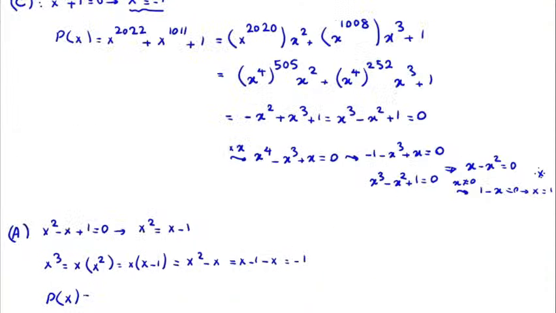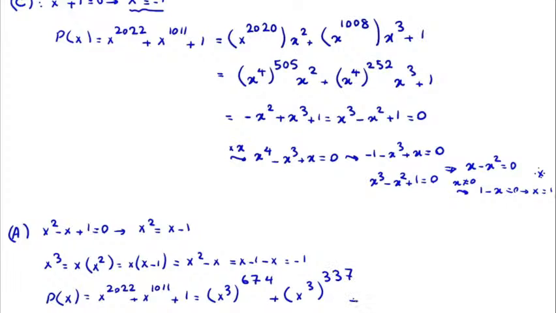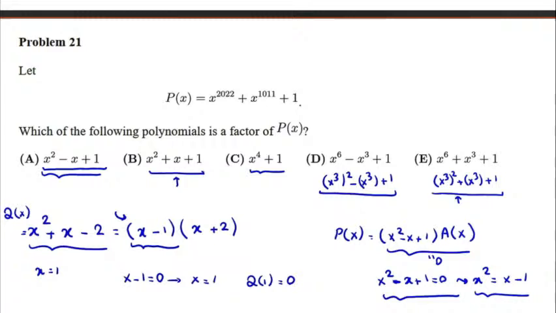So let's see. P of x is x to the 2022 plus x to the 1011 plus 1. So it will be x cubed to the power of 674 plus x cubed to the power of 337 plus 1. Because x cubed is negative 1 here, negative 1 to the power of even is 1, negative 1 to the power of odd is negative 1, plus 1, so it is 1, it is not 0. So A, we've rejected A and we've rejected C, so let's check B.